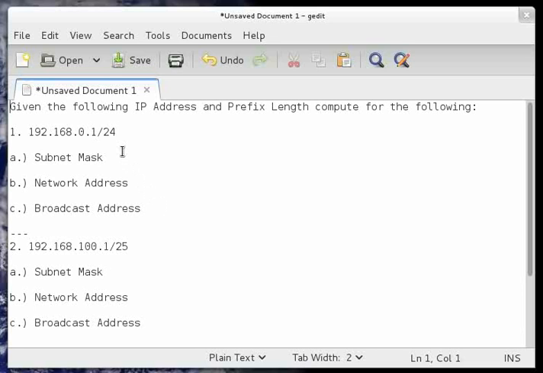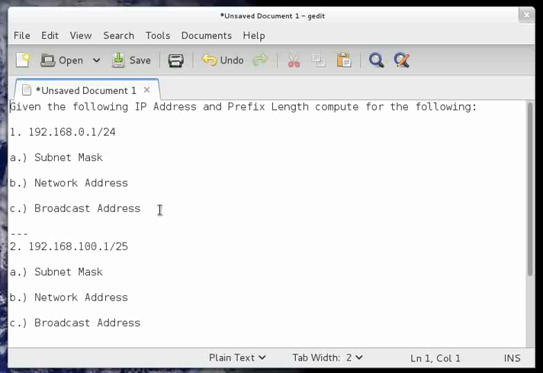The subnet mask is simply an alternative representation of the prefix length. The network address is basically a number that can identify whether two hosts are part of the same network. And the broadcast address is used to identify the IP address used whenever machines within the same network want to send messages to each other.